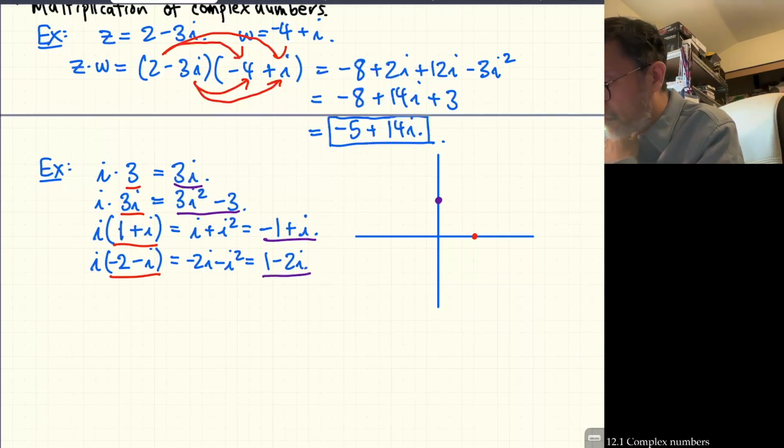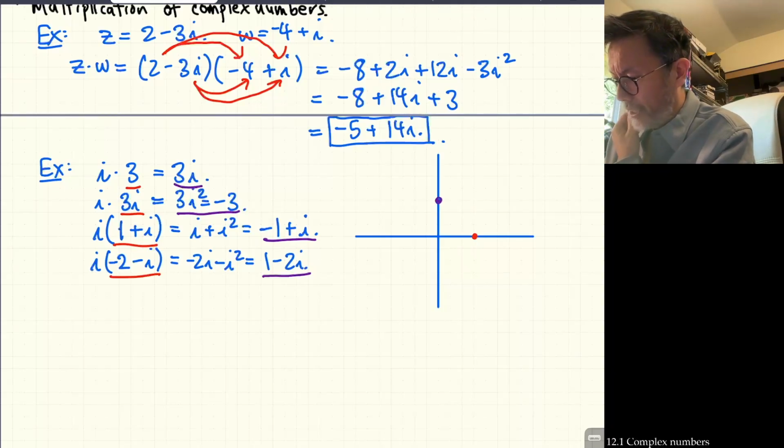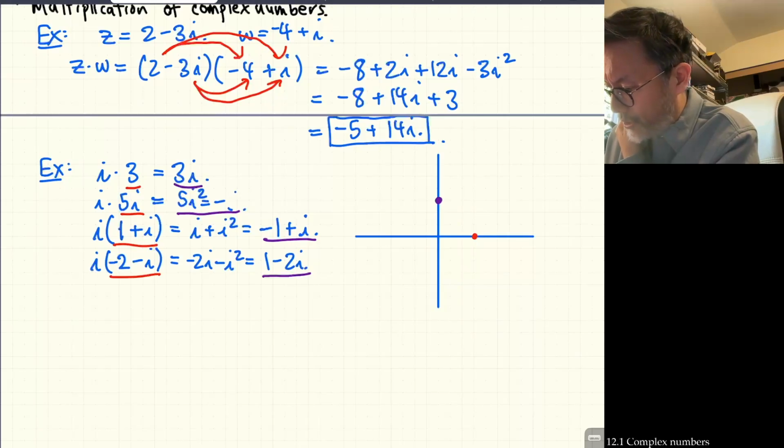Wait, what? I forgot an equal sign here. That's weird. I should have put an equal sign right here. Negative 3. So this purple dot... Oh, I don't like the way I'm doing this. Can I change things? Just for the purposes of my picture here, I'm going to change this 3 to 5. Just deal with it. i times 5i is 5i squared, which is negative 5. Okay, so now I can do this.